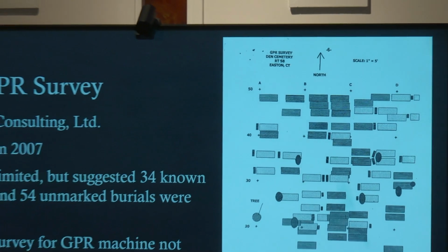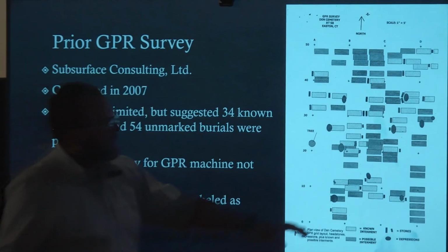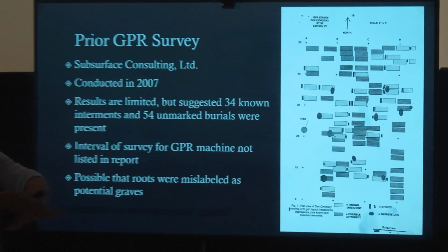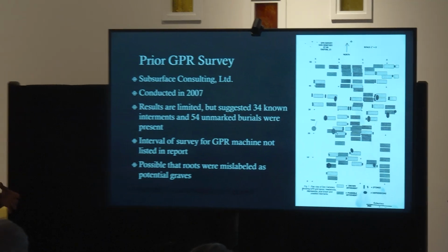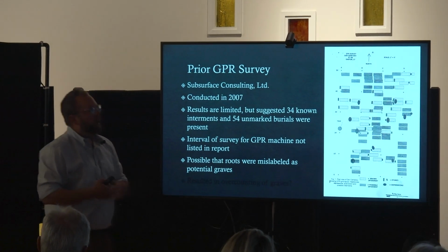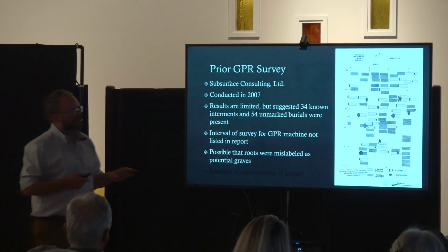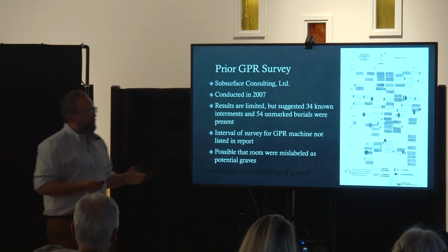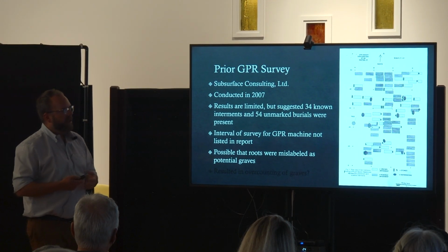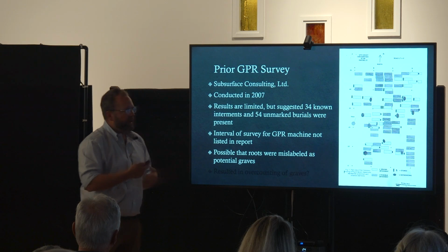So it's really important to have a standard interval so that you can see a dendritic pattern for roots as opposed to a rectangle for coffins. And I think that's what was happening here, is that the machine and the standard interval is not what we use today, and that's probably why there's a bit of an overcounting.